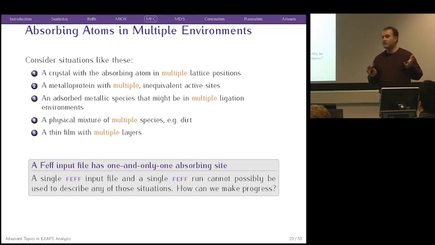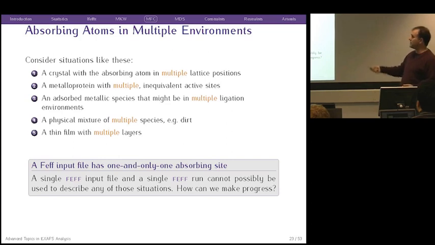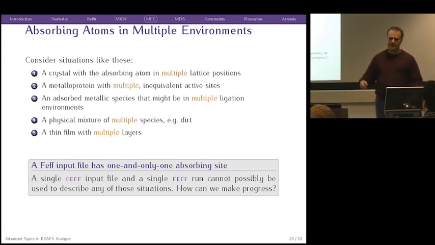And the thing that all of these have in common is that you can't run Pfeff once and expect to do all of these things, because there's no way that you can run Pfeff once to get more than one active site in the center in a metalloprotein. In all of these cases, you have to run Pfeff more than once. So how do we deal with that?